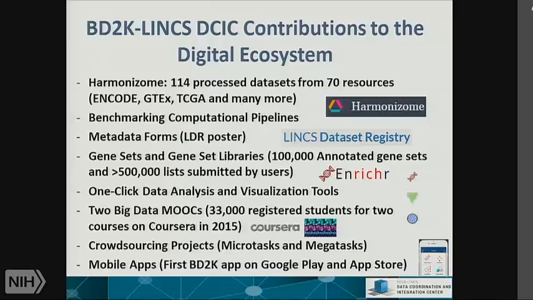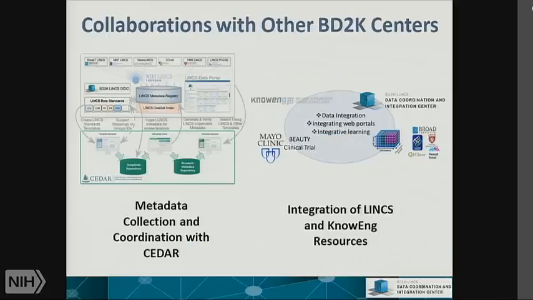And one of the projects is to extract and annotate gene expression signatures from GEO. And we also released our first mobile app on the Google and the App Store, and this allows you to find information about genes and proteins from all of those resources that we are processing. We also have collaborations with 2 of the BD2K centers. One is with the CEDAR Center about collecting and coordinating collections of metadata, as well as with the KnowEnG Center, trying to integrate data sets from LINCS with other data sets for machine learning and other processes.